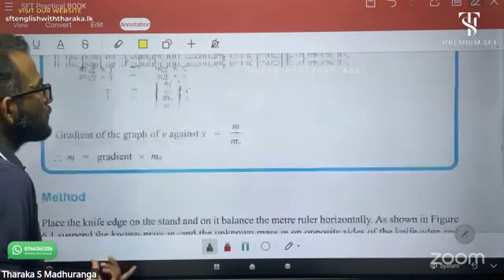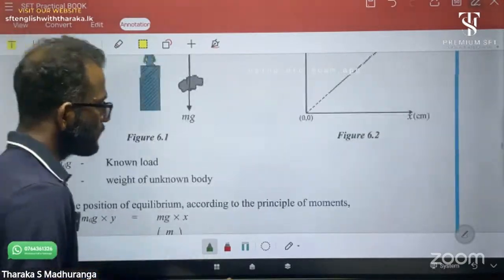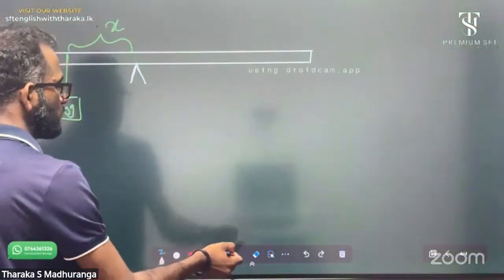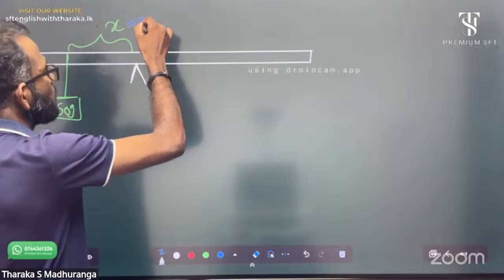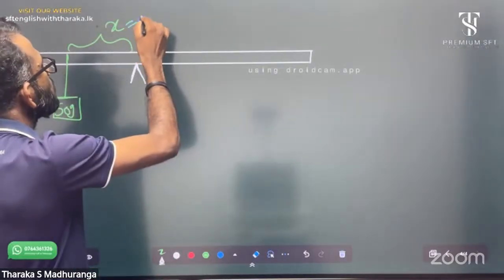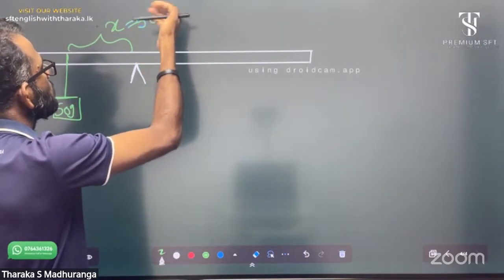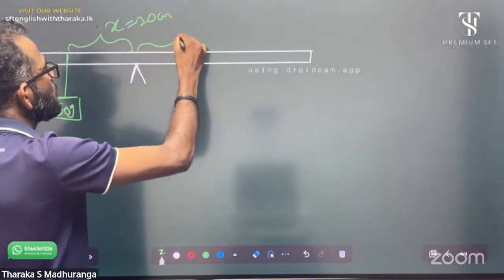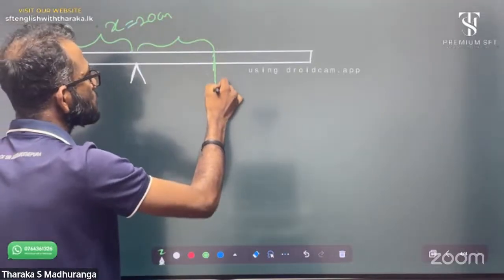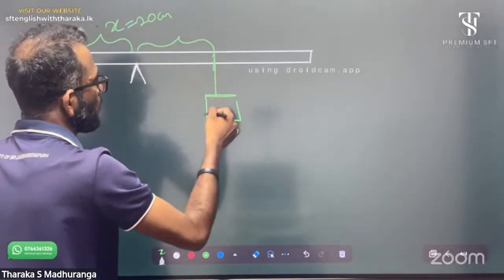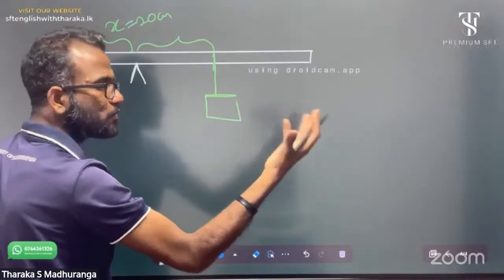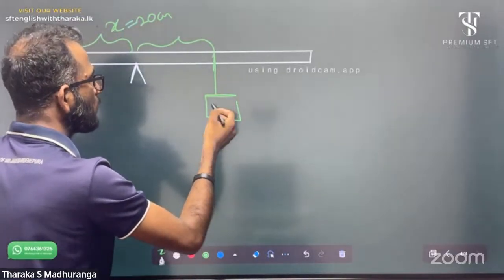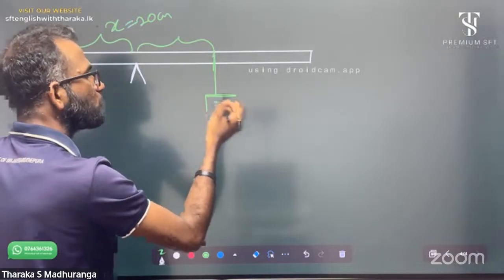This is how we do it, right? First, let's think of x as 5 cm. X value equals 5 cm. Let's say 20 cm. For the unknown mass, we have to take approximately 40 to 50. I will explain what the reason is. That one may also be an exam question.